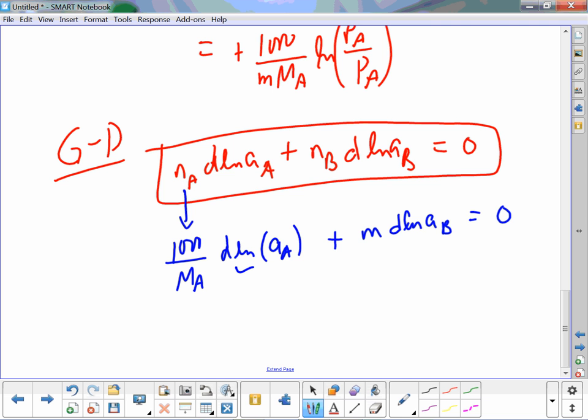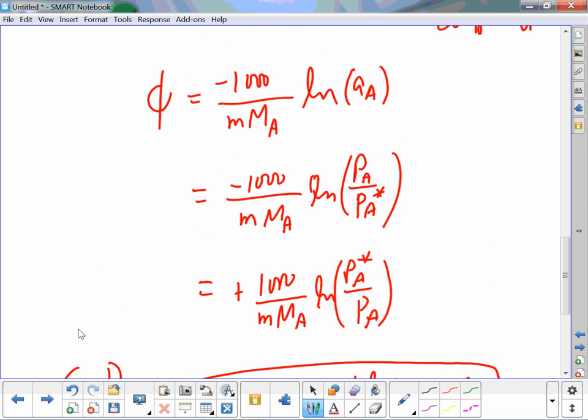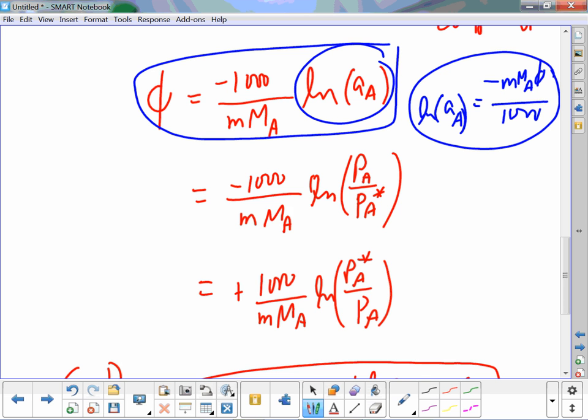Alright, what's ln of activity of A using the practical osmotic coefficient? Right here. ln activity of A is what? It's minus, you can rearrange this, m times molar mass of A times phi over 1000, right? Just rearranging this equation over here. Correct? Multiply both sides by molality and molar mass of A divided by 1,000. That's ln activity of A.